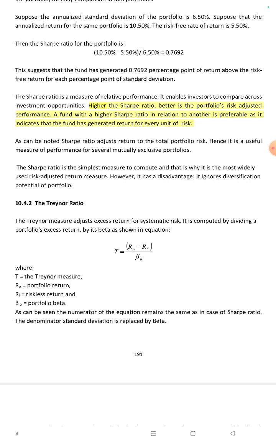The Treynor ratio. The Treynor ratio measures adjusted excess return for systematic risk. It is computed by dividing a portfolio's excess return by its beta, shown in the equation. The Treynor ratio is (RP minus RF) divided by beta of the portfolio. There, in Sharpe, it was (RP minus RF) divided by standard deviation of the portfolio. Okay.